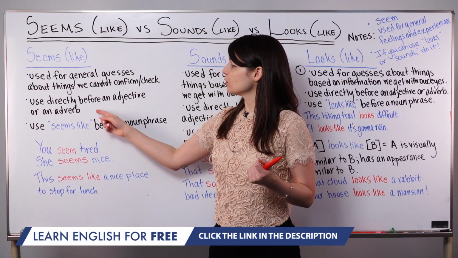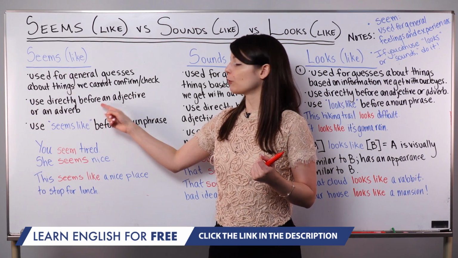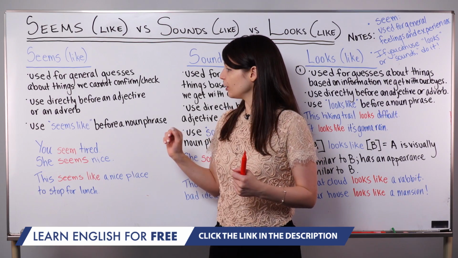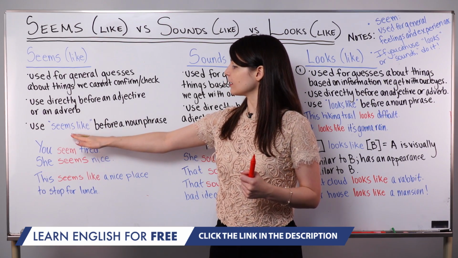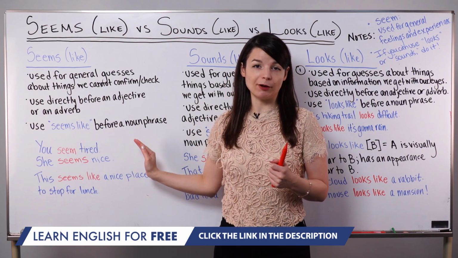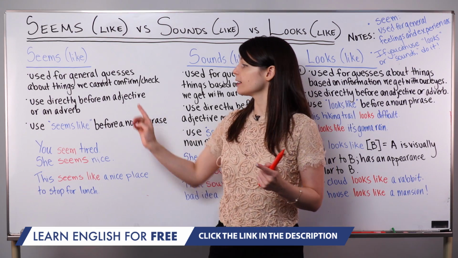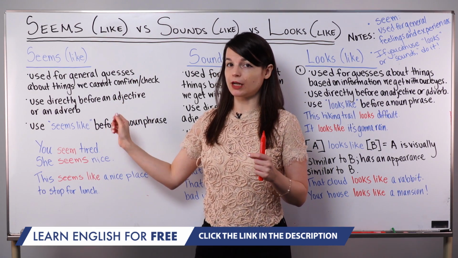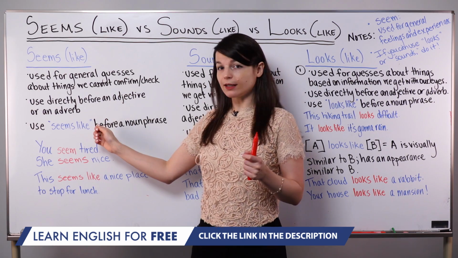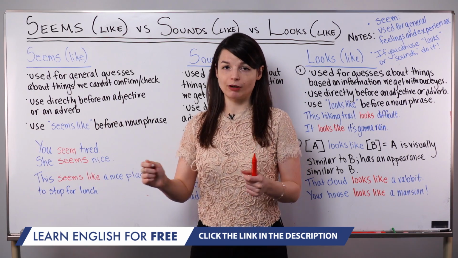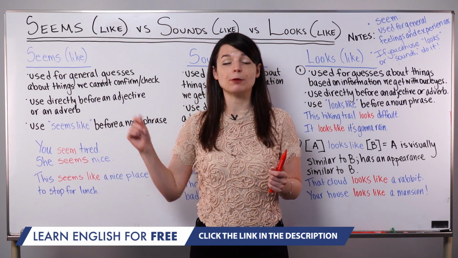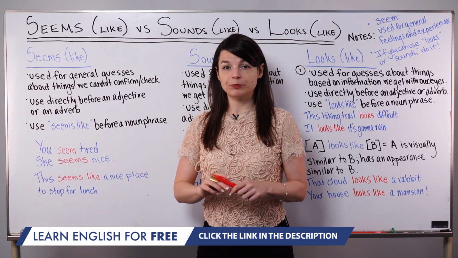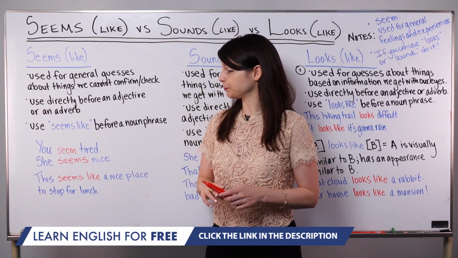Second, we can use seems directly before an adjective or an adverb. Third, we use seems like before a noun phrase. So please keep in mind, seems, no like, comes before an adjective or an adverb. Seems like comes before a noun phrase. So this is a key difference, and we'll see this same pattern with the other words in this lesson too. So let's look at a few examples.